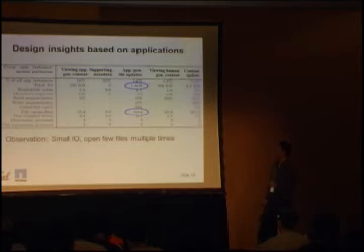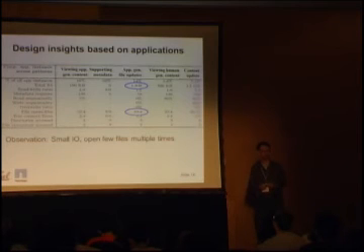Let's do another one. For this class of applications, you see that they do a small amount of I/O, 1 kilobyte of I/O, and they open a few files multiple times. The way to read that is they open 10 files 4 times. So this is a small I/O, but a large amount of repeated opens.